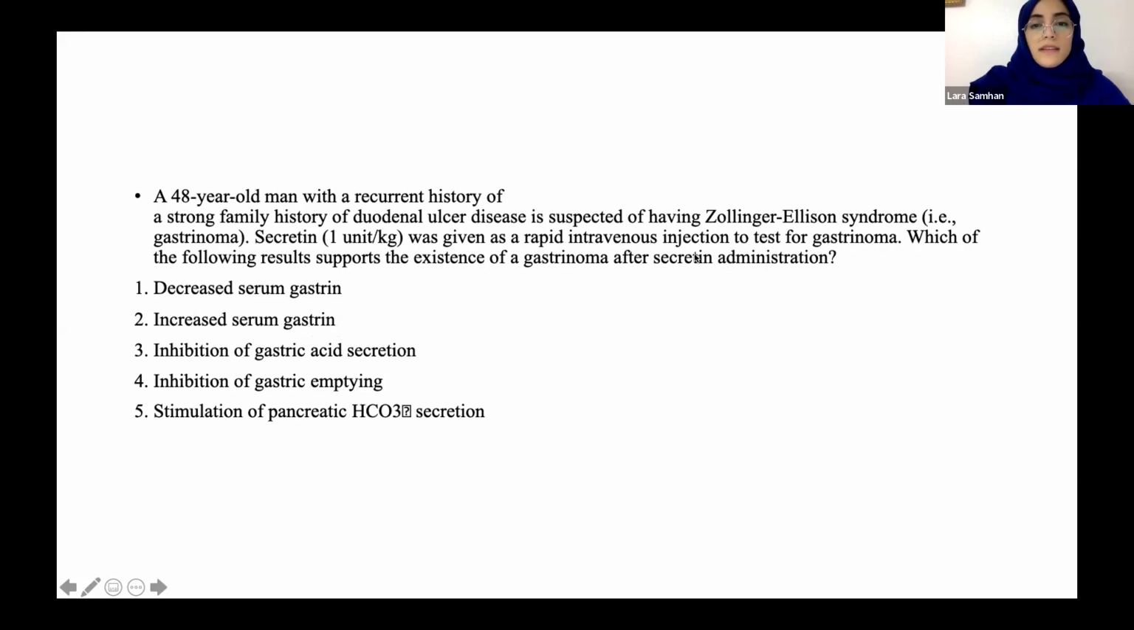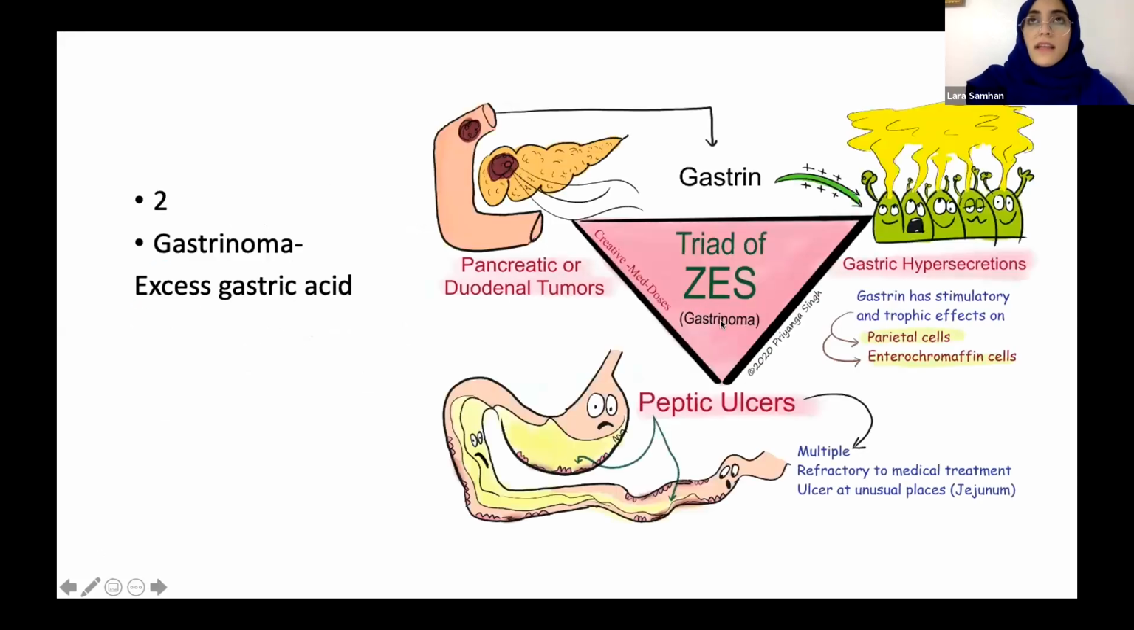So this question says that we have a patient who has the ZES, which is the Zollinger-Ellison syndrome. What is this syndrome? I just have a picture in here. This syndrome involves a very high increase of acid, or of the HCl, and it's a triad of three things. All three support the phenomenon of very high gastric acid. Number one, pancreatic and duodenal tumors can have HCl cells and produce a very high amount of HCl. Number two, we can also have peptic ulcers. And number three, we can also have gastric hypersecretion.